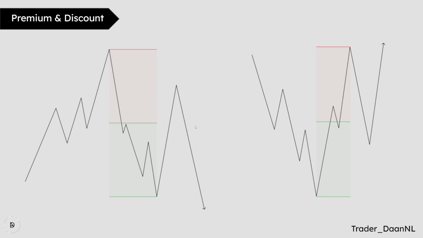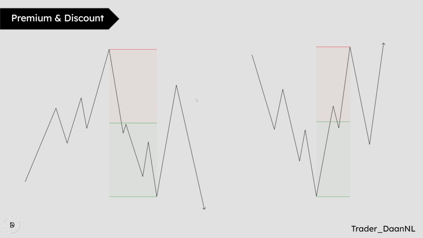But what does the dealing range indicate? Well, it indicates if we are trading in an expensive market or in a discounted market. If price is trading above the equilibrium of the Fibonacci retracement tool, which is the midpoint of the tool, we are trading in a premium. If we are trading below equilibrium of the Fibonacci retracement tool, we are trading in a discount.